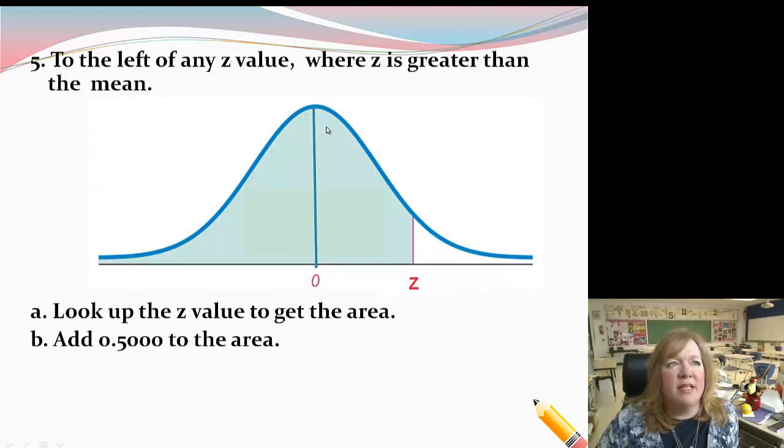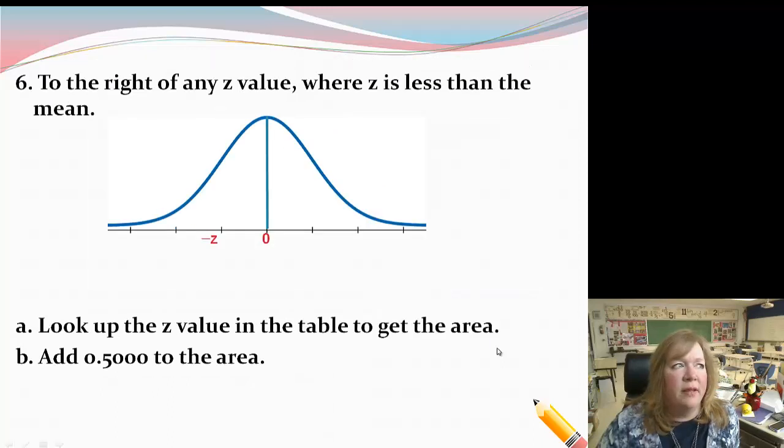To the left of any z value, where z is greater than the mean. So in other words, they want this area from here all the way down. Well, this is where you have to know this whole side on the left is 0.5. So you're going to take 0.5 plus the area you find in the table here. So that'll give you that whole thing. To the right of any z value where z is less than the mean. So you're going from here all the way to the right. Remember, this from 0 all the way over is 0.5. So you get the area out of your table between 0 and z and add them up.